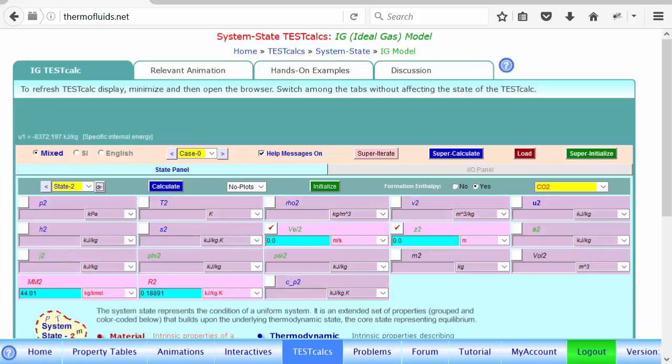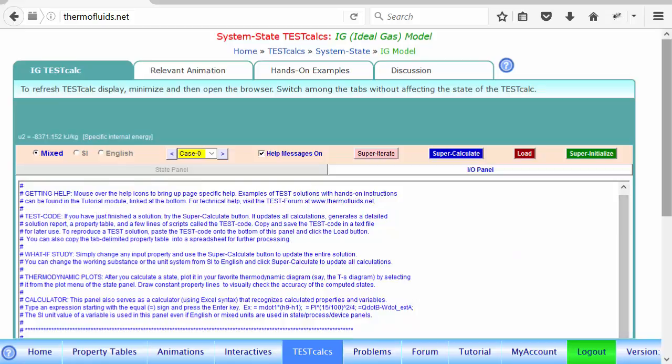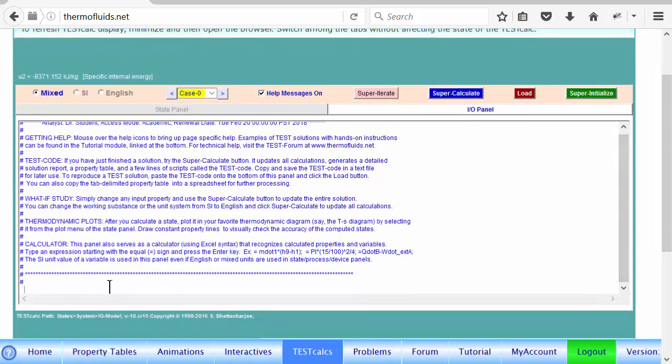For state 2, what is known? The temperature is 1000.5 and the specific volume remains constant. So we can say V2 equals V1. And the state is calculated. Notice that another U is found. That doesn't matter. We can just go here on the IO panel and find out the partial.